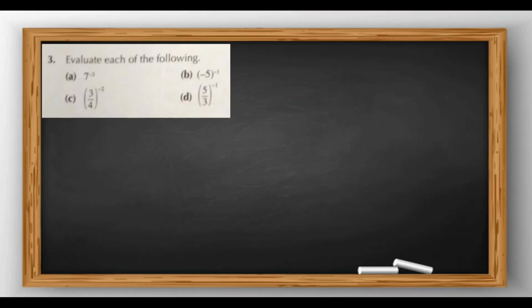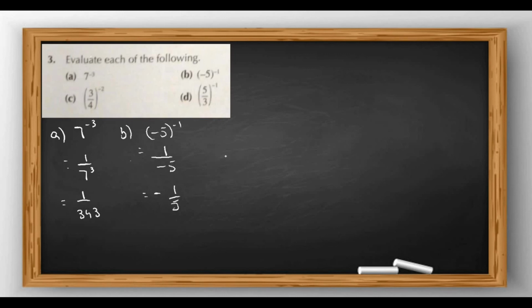Moving on, let's apply another law of indices. Part A is 7 raised to power minus 3. This would become 1 upon 7 raised to power 3, and 1 upon 343, because the cube of 7 is equal to 343. Part B, minus 5 raised to power minus 1. This would become 1 upon minus 5, and you can write it as minus 1 upon 5.